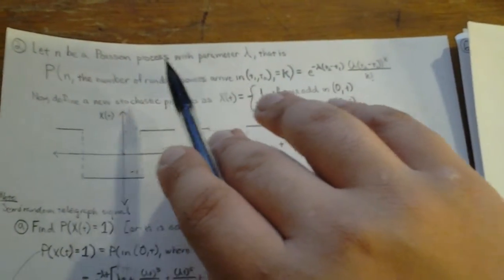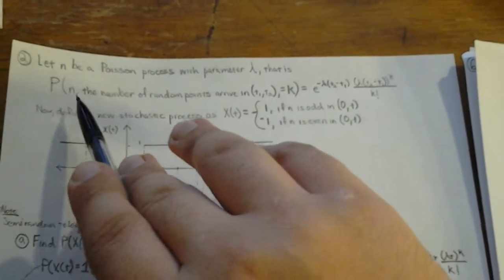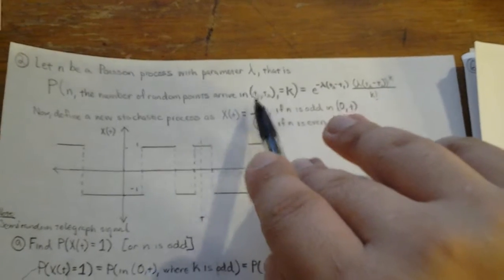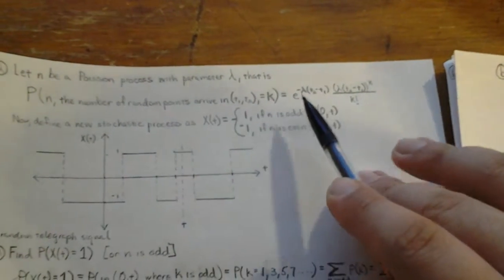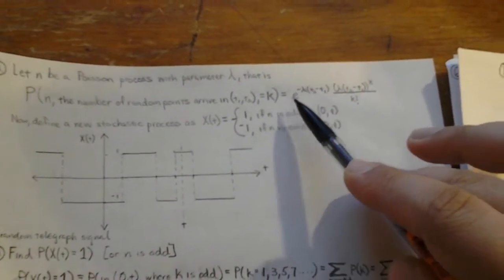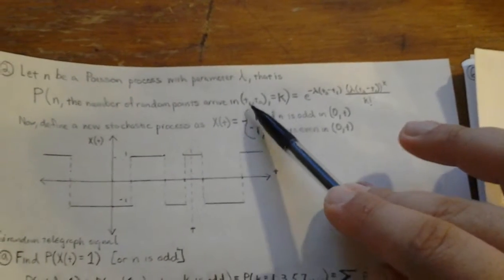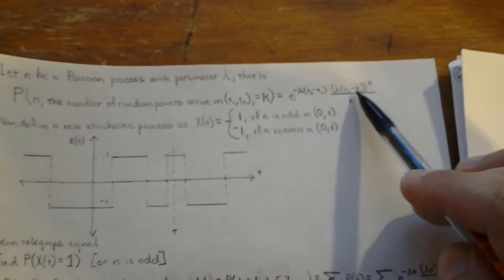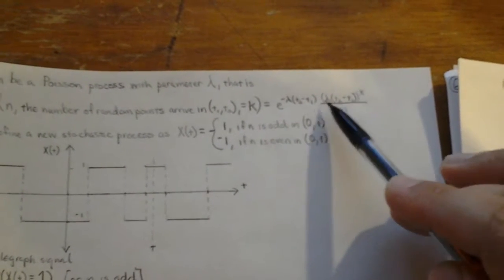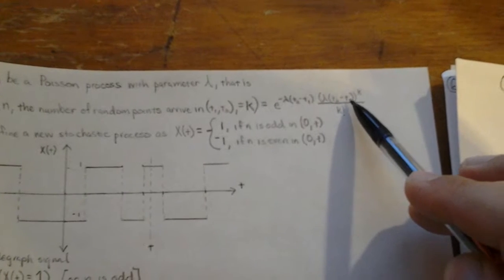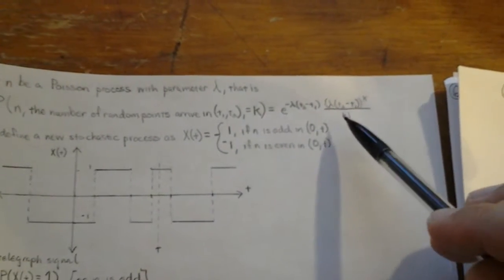We let n be the Poisson with a parameter of lambda. We've seen this in our notes. So basically the probability of n, which is the number of random points that arrive within the interval between t1 and t2, is equal to k. Alright? And we define this probability in terms of our Poisson equation, which is basically e to the negative lambda times the difference of our time points, t2 minus t1. Then we multiply it times lambda times the difference of our times, all to the k, which is the number of random points at arrival, all over k factorial.